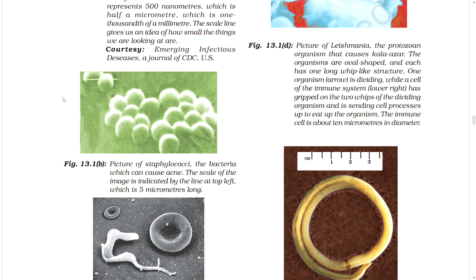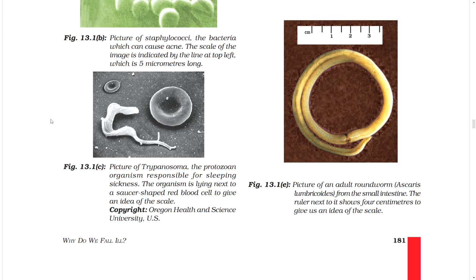Figure B. Picture of Staphylococci, the bacteria which can cause acne. The scale of the image is indicated by the line at top left, which is 5 micrometers long. Figure C. Picture of Trypanosoma, the protozoan organism responsible for sleeping sickness. The organism is lying next to a saucer-shaped red blood cell to give an idea of the scale. Copyright Oregon Health and Science University, US.